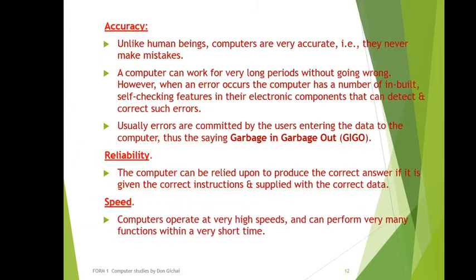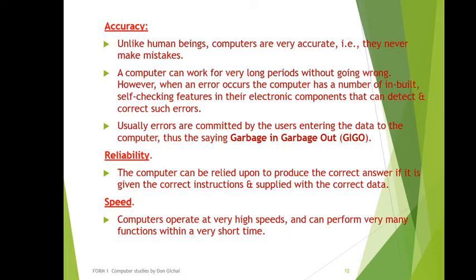Then we have speed. Compare a computer doing calculations, or even an ATM machine counting money and dispatching money to customers, to a teller, a human being seated there in the bank. We'll take, for example, 10 minutes to serve one customer, whereas an ATM will serve 10 people within those 10 minutes, 1 minute per person, or for example, even five, that is twice or even thrice what the human being can do. Therefore, speed. Computers operate at very high speeds and can perform very many functions within a very short time.